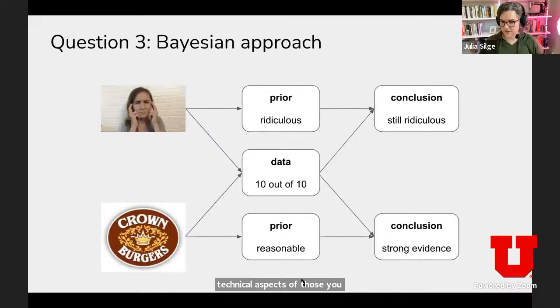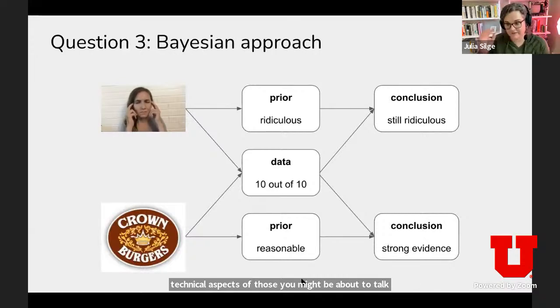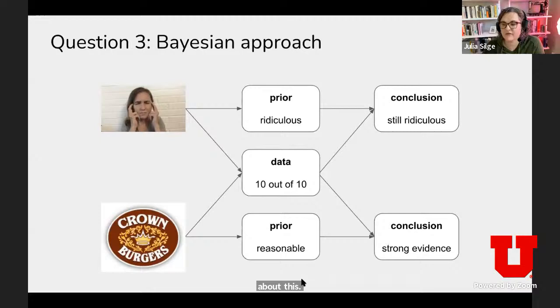You might be about to talk about this, but someone has asked, do we have to have a prior? Do we have to have previous experience or data or an opinion coming in?